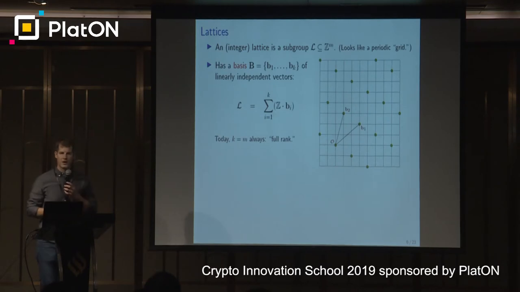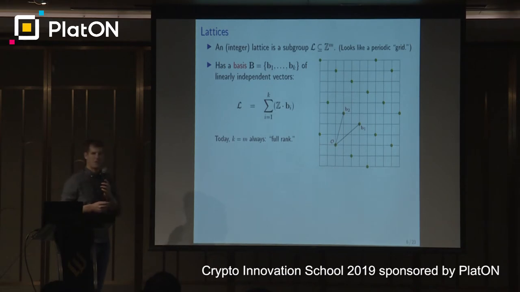Now a lattice is an infinite object. There are infinitely many points in the lattice in general, but we can represent it compactly in a finite way with what is called a basis. So every lattice has a basis, and a basis consists of some number of linearly independent vectors. So we name them b1, b2, up to bk. And the lattice is obtained by taking all the integer sums of these basis vectors.